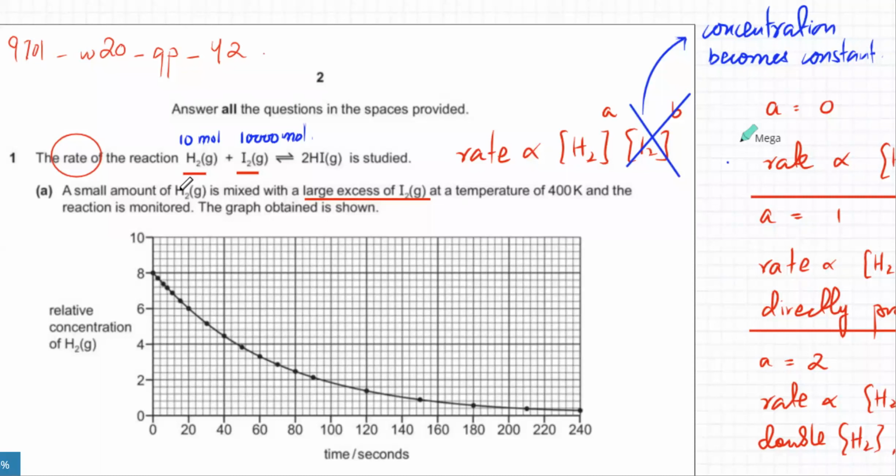If all of H2 reacts, like 10 moles react, the amount of I2 would only decrease by 10, and that change would be negligible. So the change in I2 would be negligible, and you can say that I2 is constant. Is the idea clear?